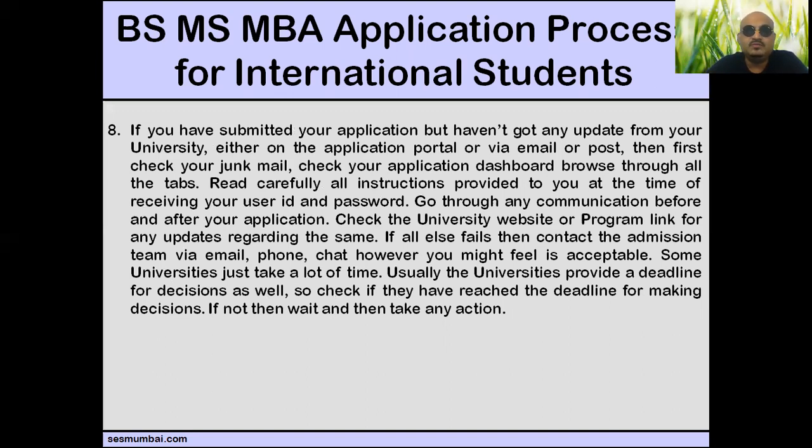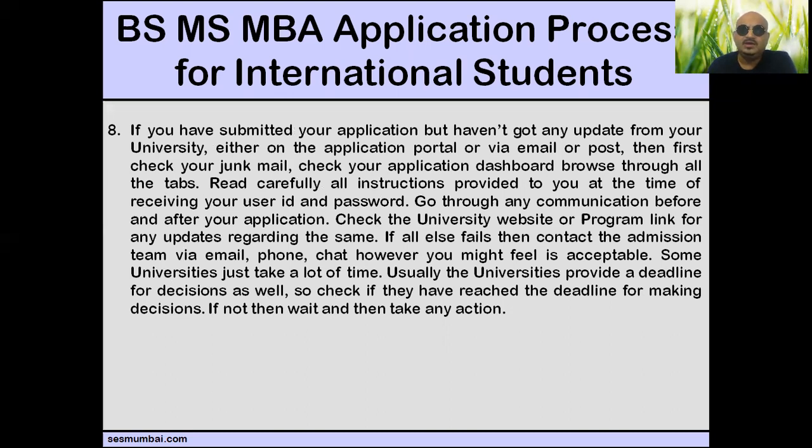So right now, just go through all the tabs and find out, because things are not very straightforward on those application portals. You'll have to look up all the tabs and links and see where the information is. So check your application dashboard, browse through all the tabs, and read carefully all instructions provided to you at the time of receiving your user ID and password. Sometimes, with a lot of information, you're just focusing on the user ID and password, but not reading the other part of the email. So make sure you've read all those things.